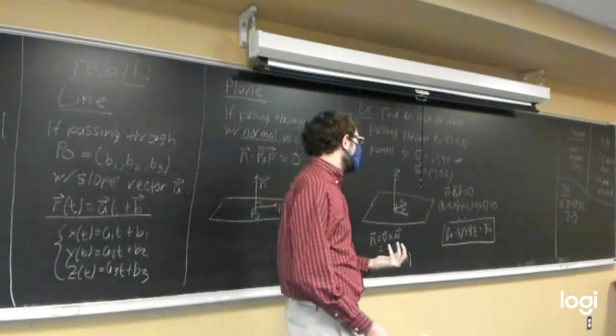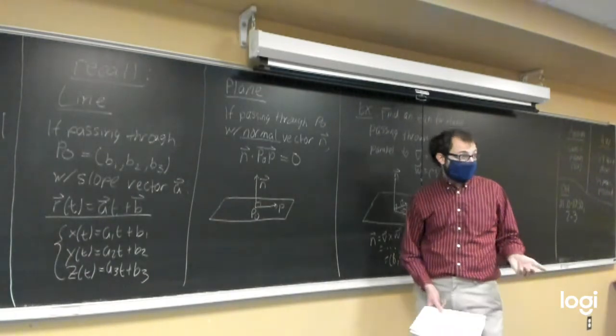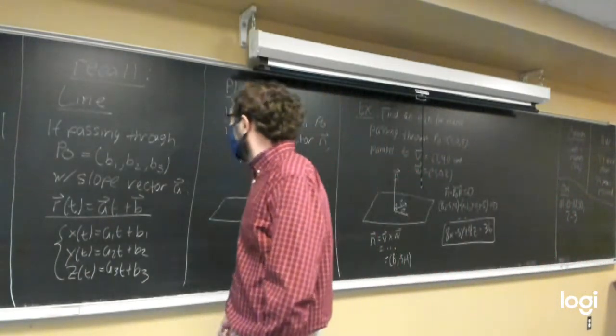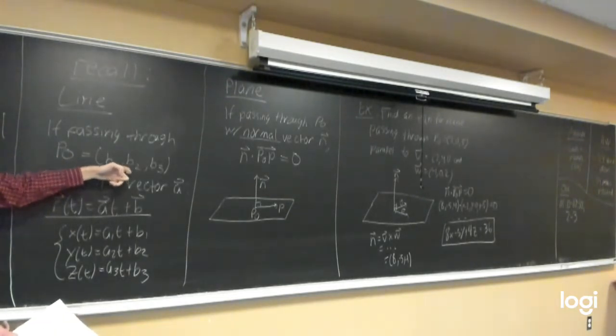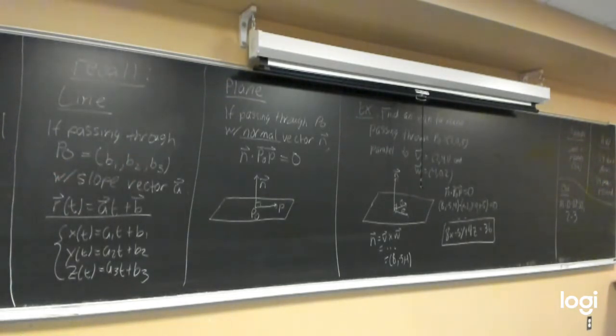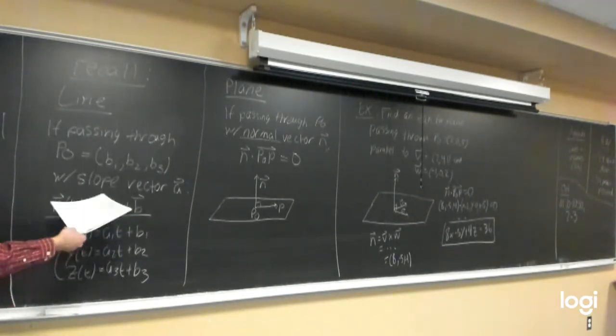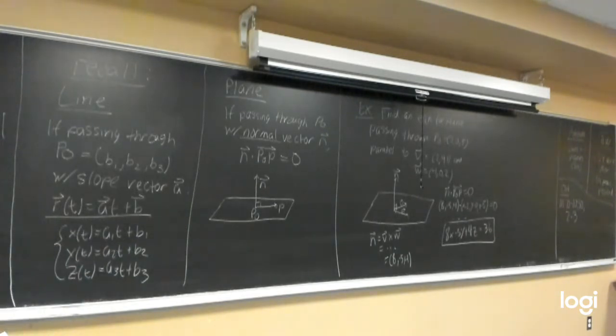Okay, so just to start off with a quick recap of the last couple of classes. On Monday, we talked about how to find lines in Rn using parametric equations. We said that if you have a line that passes through the point P0 with coordinates B1, B2, B3, and if your line has slope vector A, then r of t equals At plus B, just sort of like y equals Ax plus B, gives us a form of the line, where if we split it up into individual coordinates for x, y, and z, we get what you see there.